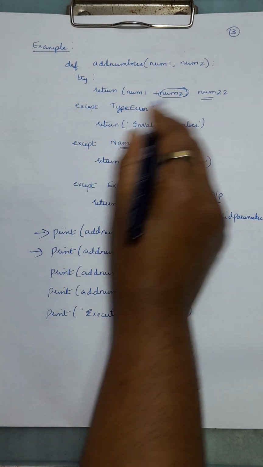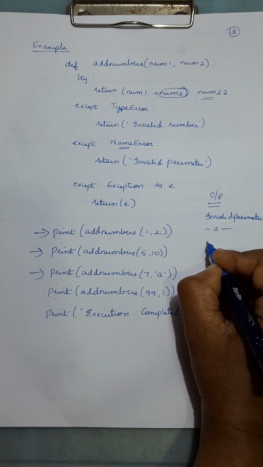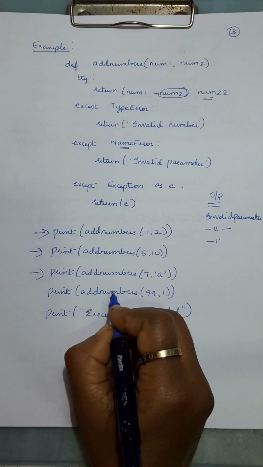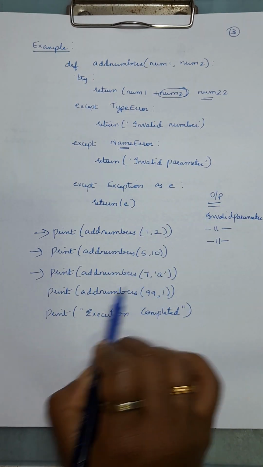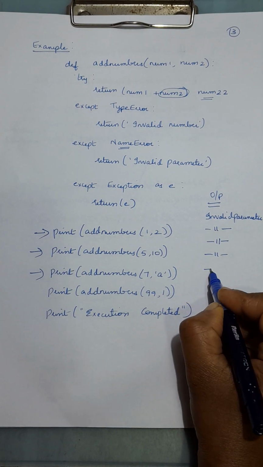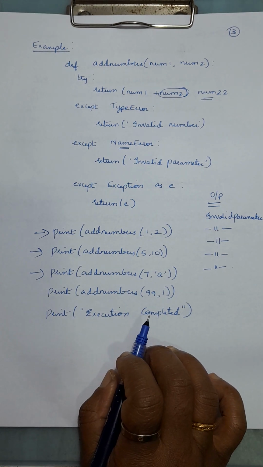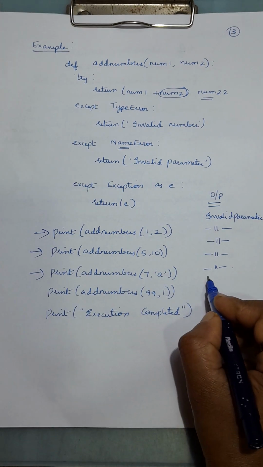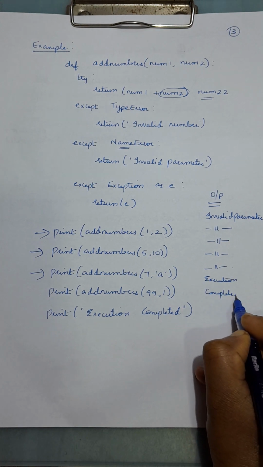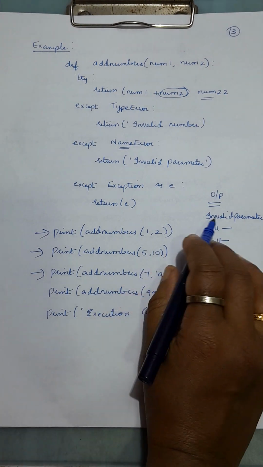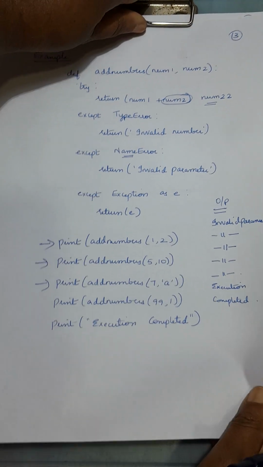The second time, again it will go to num22, again it is invalid parameter. The third time, again it will check, and again you will get invalid parameter even though you have a type mismatch. Then for the next one also invalid parameter, and finally invalid parameter. Okay, execution completed. For all the function calls, you will get invalid parameter, finally execution completed. Okay, you understood? Now the next topic.